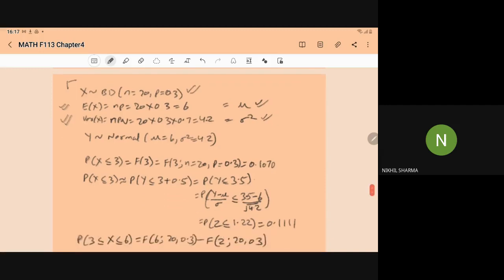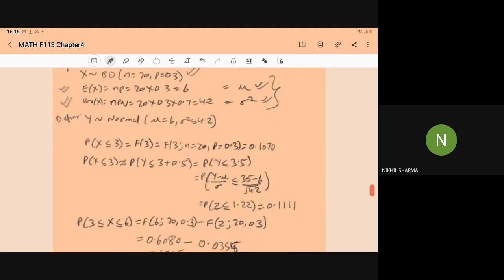Now we define the new variable. It is always better, so there should not be any confusion. X is the discrete variable, Y is the continuous variable. So it is always better to define the new variable, right? So define Y to follow the normal distribution with parameters mu equal to 6 and sigma square equal to 4.2. Whatever you have for mu and sigma square here, the same you have to write for the normal variate, right? Now in the first part, what do you have to compute?